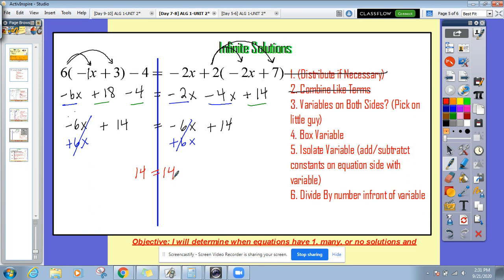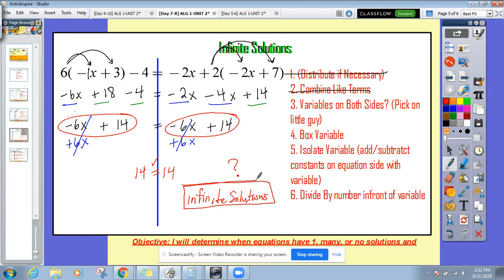Right? And so we say, wow, this is kind of confusing. But I know that 14 equals 14 is true, right? That's a true statement. And even furthermore, the step before that, we had this -6x plus 14 is equal to -6x plus 14. Those are the same expressions on both sides of the equation. So whenever this happens, we're going to say that this equation here has infinite solutions. Or you can say x is all real numbers, basically. That's the same thing. Infinitely many solutions, that's the same thing.